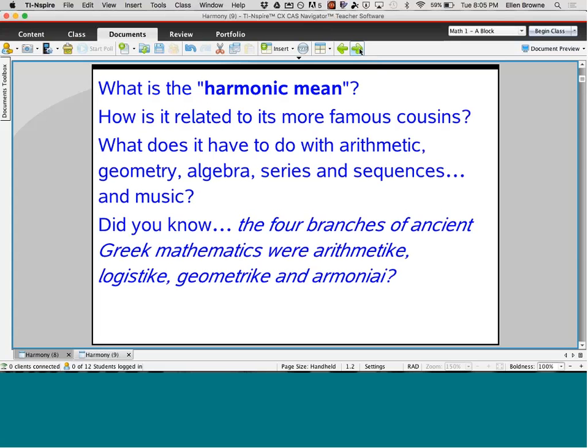So we're going to look at this idea of the harmonic mean, how it's related to its more famous cousins and what it has to do with the various branches of mathematics and music. Did you know that to Pythagoras, the 4 branches of mathematics were arithmetica, logistica, geometrica, and harmony?